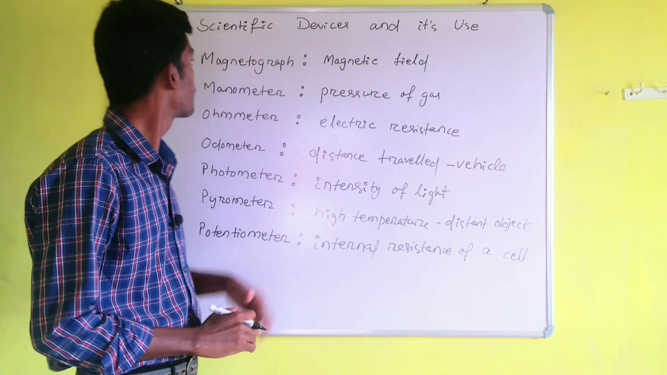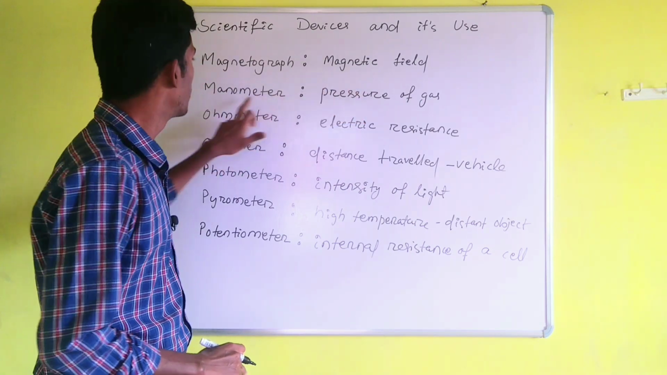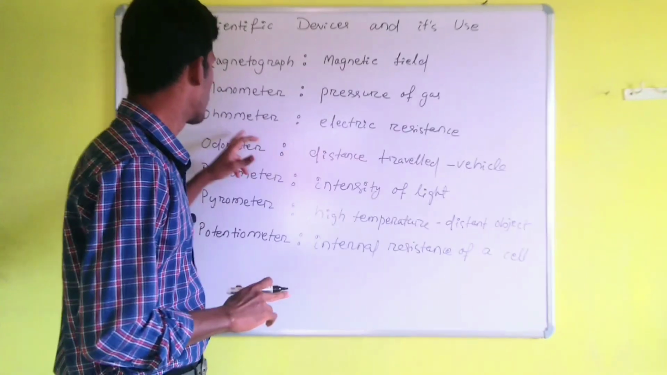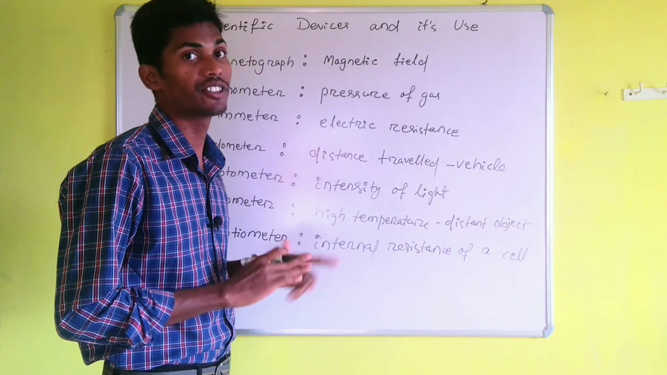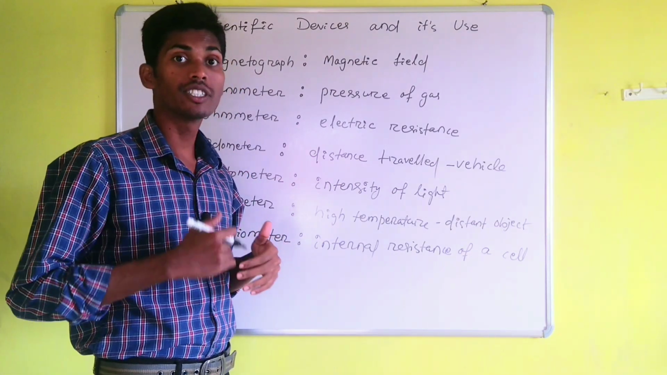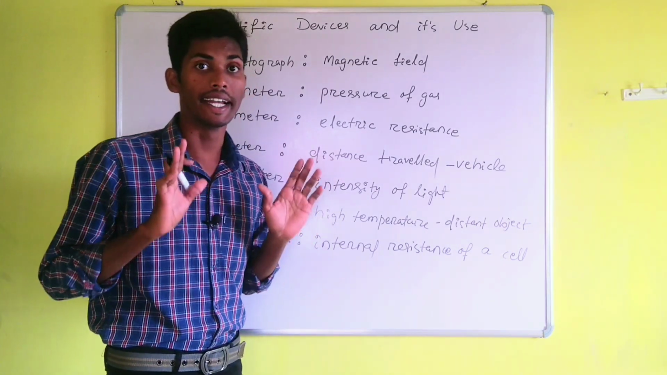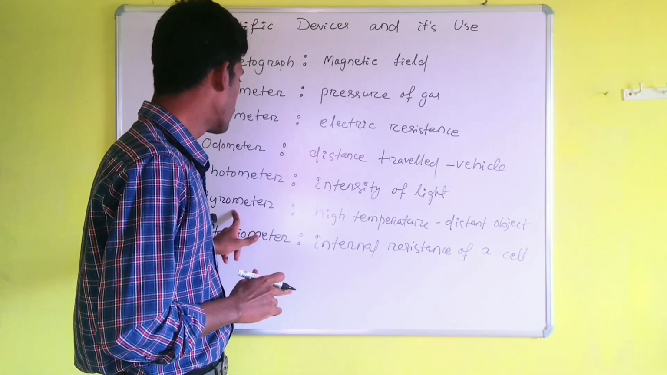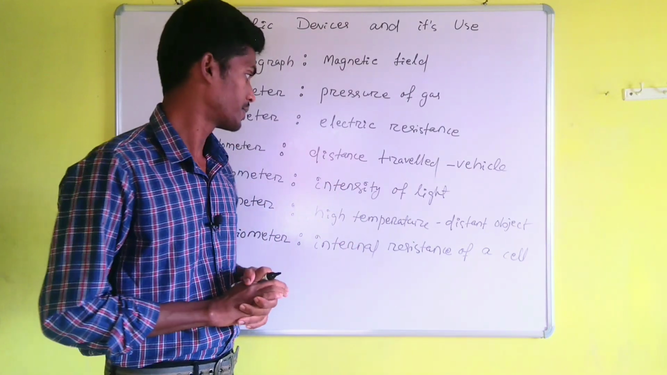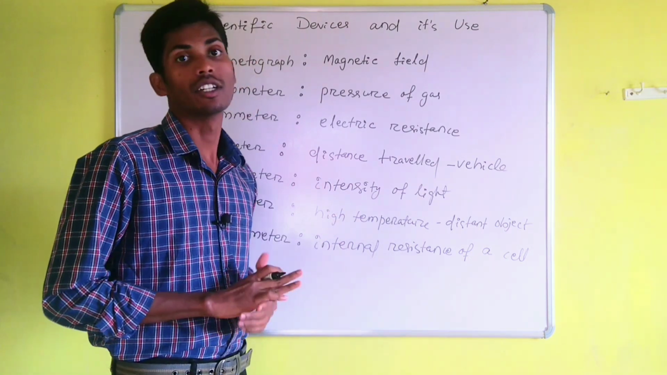Now repeat with me. Magnetograph is used to measure magnetic field. Manometer is used to measure pressure of gas. Ohmmeter is used to measure electric resistance. Odometer is used to measure the distance traveled by a vehicle. Photometer is used to measure the intensity of light. Pyrometer is used to measure high temperature of distant objects. Potentiometer is used to measure the internal resistance of a cell.